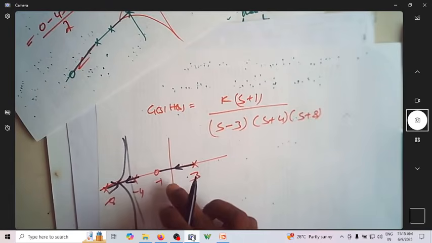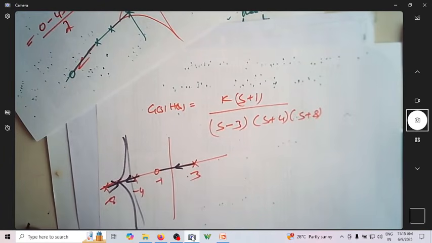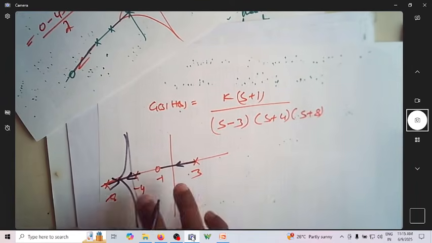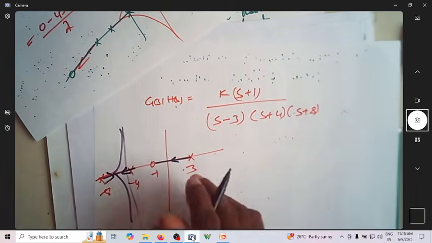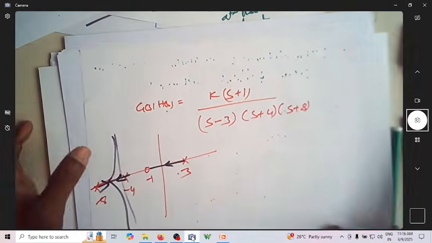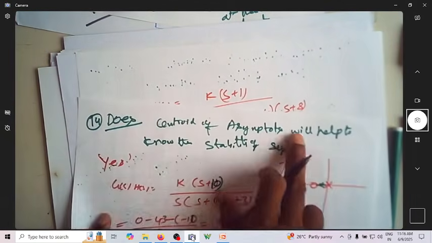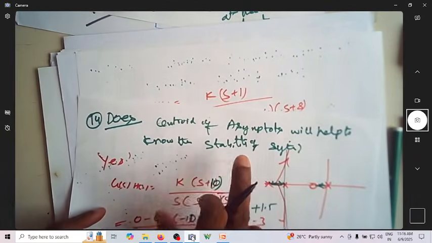The system is now conditionally stable because the centroid is on the left hand side of the s-plane. So this will tell you the system is conditionally stable. So yes, the centroid of the asymptotes will help to know the stability of the system.